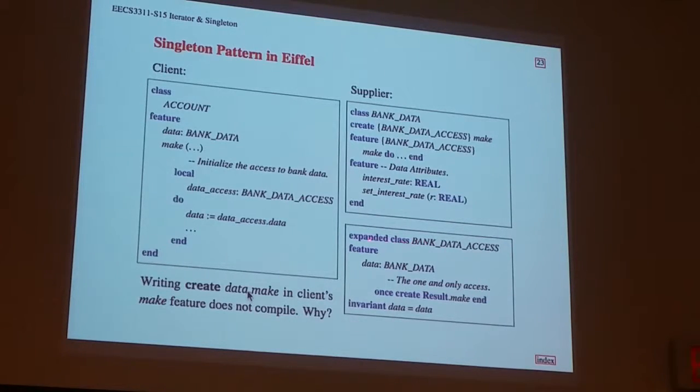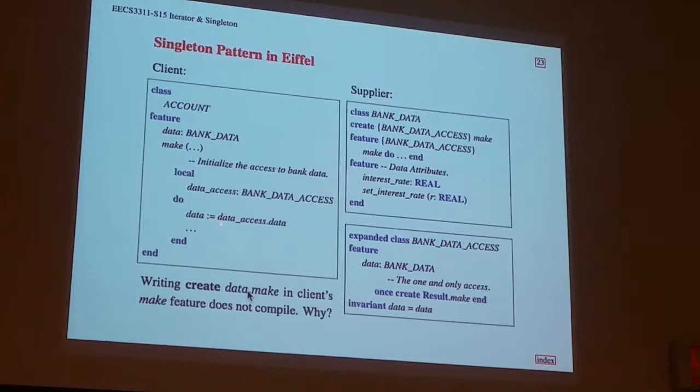So here, expanded class, data access here, you can see I actually can call the data access here without initializing the attribute, without initializing that local variable. Because remember from the previous lecture we said for the expanded type, you do not have to initialize them. They will be non-void by default.